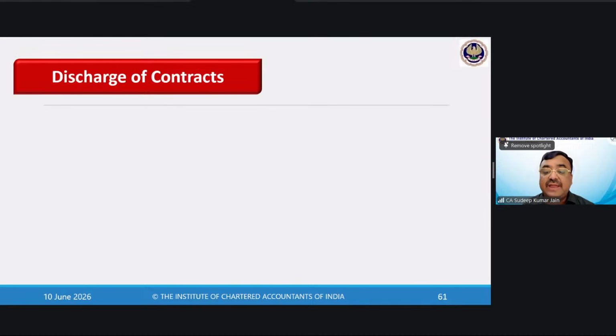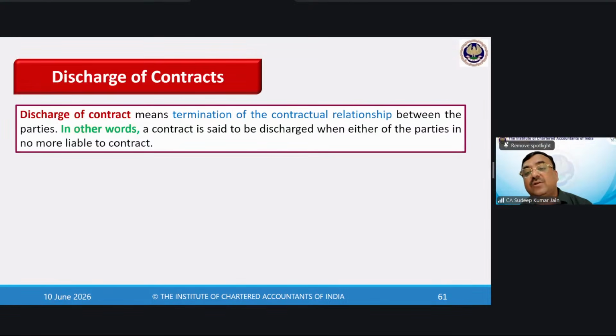Discharge of contract means end of the liability, end of the contractual relationship. It means termination of the contractual relationship between the parties. In other words, a contract is said to be discharged when either of the parties is no more liable to the contract, whether by performance or by cancellation.